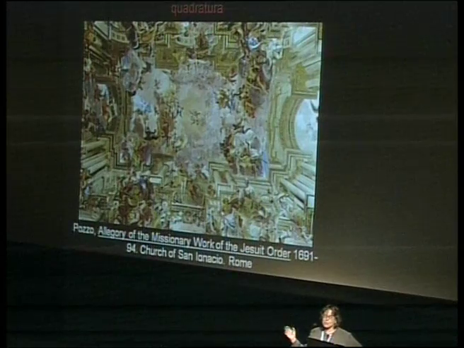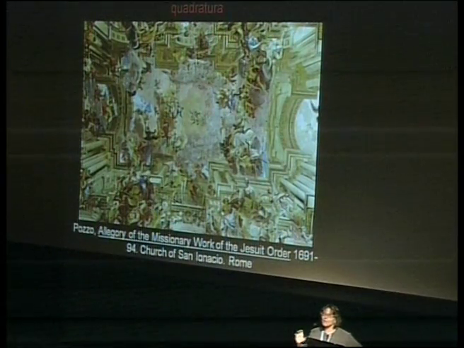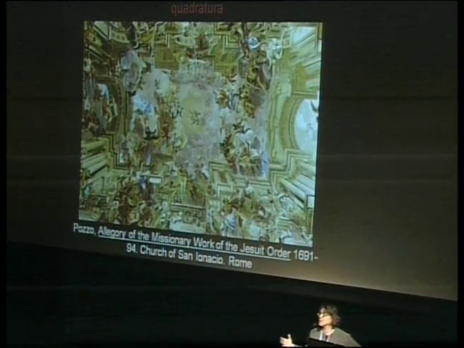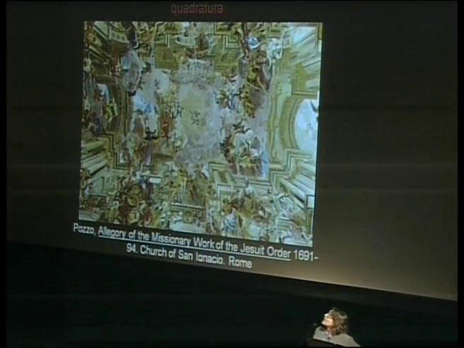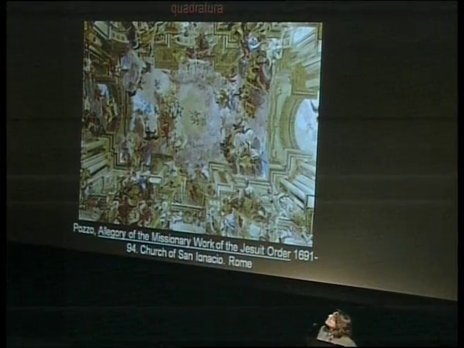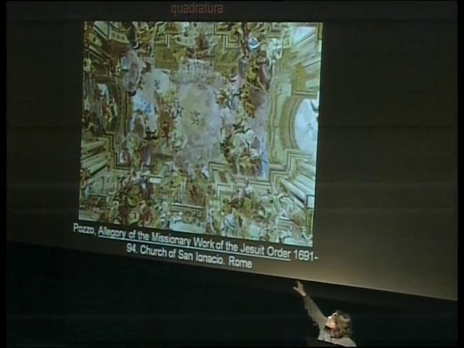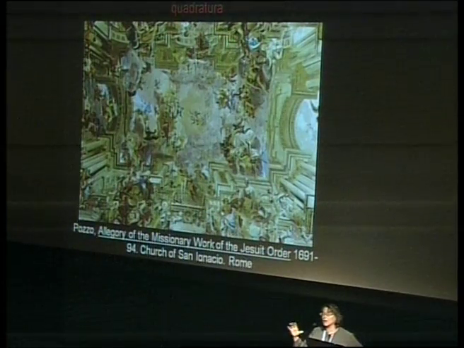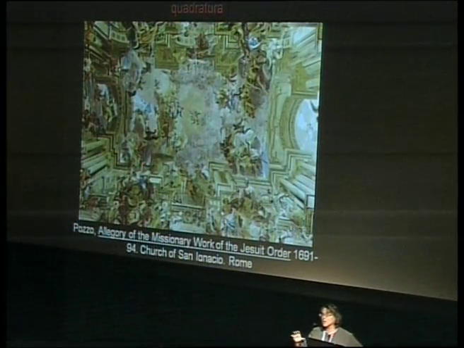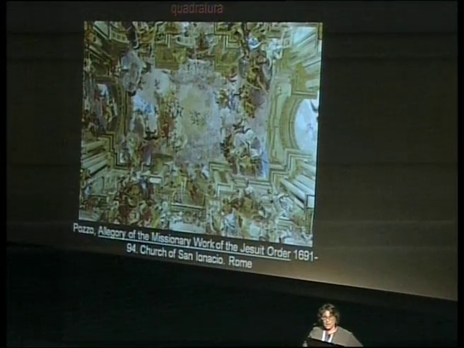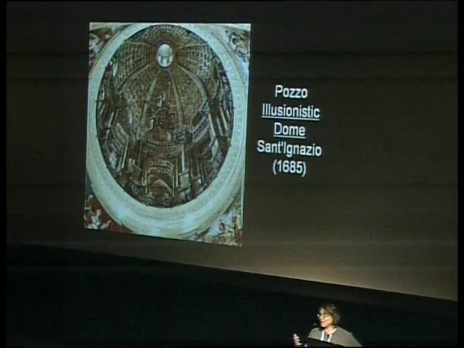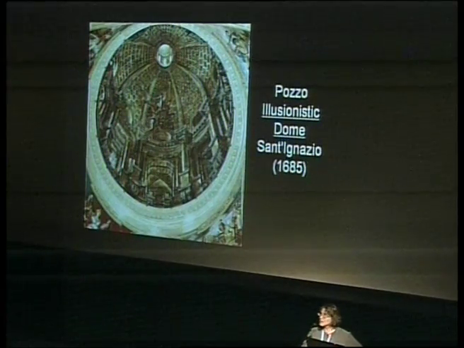Here's another example of this quadratura. I mean, I haven't found anybody better than Pozzo, but I have to say you kind of need to go experience this yourself. Until I saw it myself, I could hardly believe it. But again, you've got this very detailed architecture. This is on a flat surface of a ceiling, and very detailed architecture in a sharp perspective to create the sense that this stuff is falling down on you. He also did an illusionistic dome. So again, it's a flat ceiling, but creating that sense of perspective.